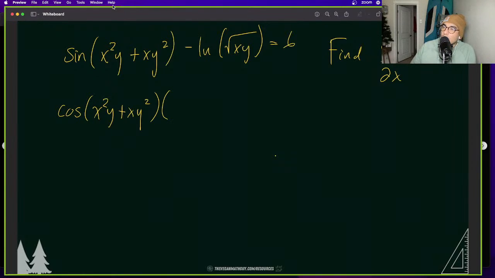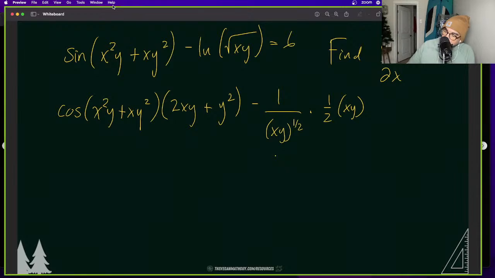Remember, we're treating y as a constant, so really that inside becomes 2xy plus y squared. All I did was take the derivative of x squared, which gave 2x, and then the y squared stays there. And now I have 1 over square root of xy. I'm going to write it as xy to the power of 1/2 because I know I'm going to have to take the derivative. Now we take the derivative of that inside value. So this is going to be 1/2 xy to the negative 1/2 times the derivative of what's inside. But don't forget, this is a partial derivative, so this is just going to be y.